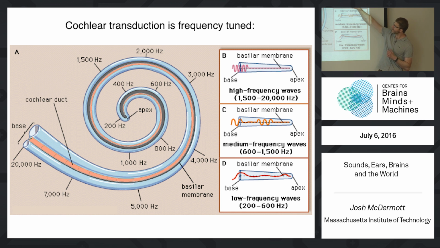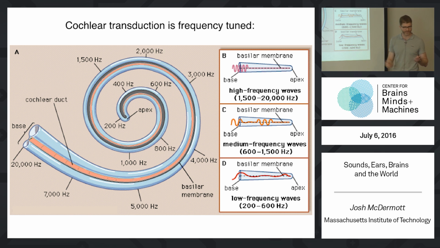If you send in a high frequency, you get a peak down here near the base. If you send in a medium frequency, the wave peaks in amplitude in the middle. And if you send in a low frequency, it peaks in amplitude down here towards the apex. So different frequencies get transduced in different places along the membrane.